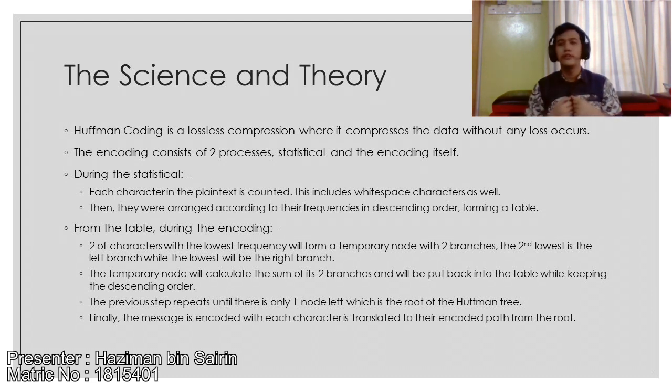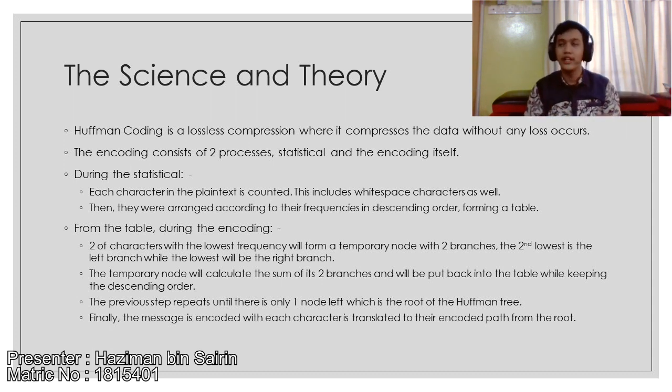So now we are going to talk about the science and theory behind Huffman coding. Huffman coding is a lossless compression where it compresses the data without any loss occurring. The encoding consists of two processes, the statistical and the encoding itself. During the statistical, each character in the plain text is counted. This includes white space characters as well. Then, they will be arranged according to their frequencies in descending order, forming a table.